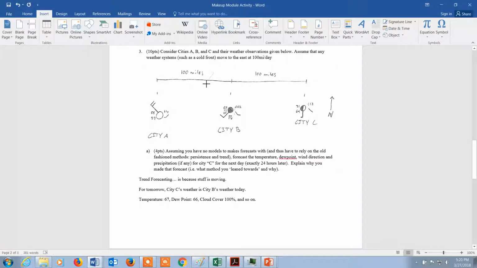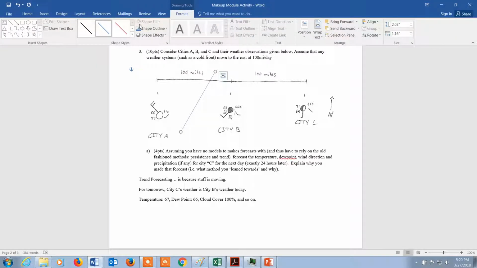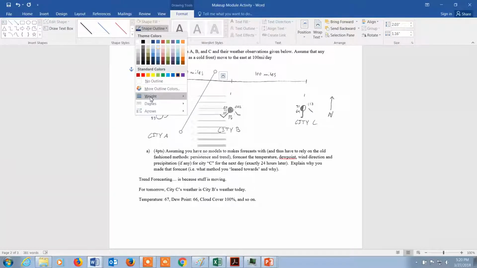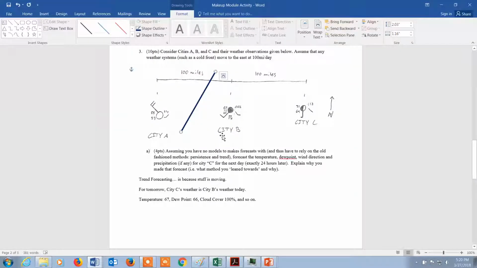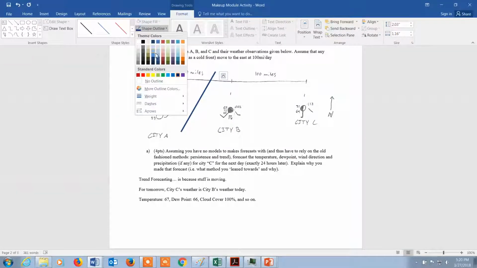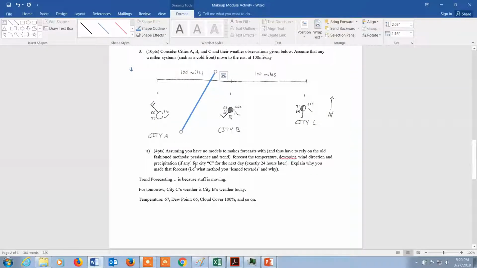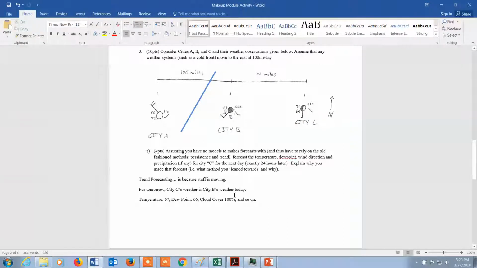And I'm going to draw it pretty crudely here, but it gets the job done. Let's color it with blue for the color of a cold front. That's actually more like a purple. There we go. And I'm not going to put the spikes on it right now. Just note that's a cold front. So there's a cold front between City B and City A. City B is ahead of the front, therefore it has warm temperatures, southwest wind. City A is behind the front. Cooler temperatures, winds from the northwest.